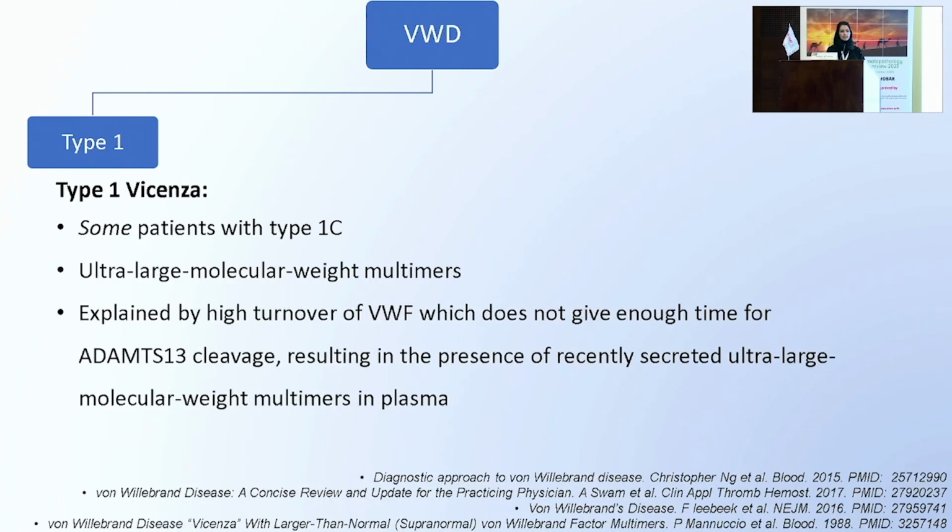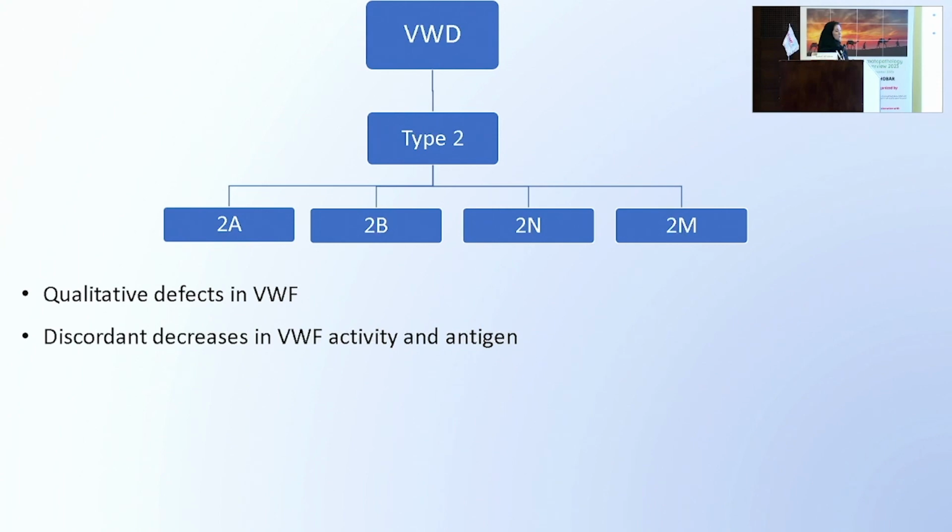Type 1 Vicenza: some patients with type 1C show ultra-large molecular weight multimers, and this is explained by high turnover of VWF, which does not give enough time for ADAMTS13 cleavage, resulting in the presence of recently secreted ultra-large molecular weight multimers. So both 1C and 1 Vicenza indicate really increased clearance of the protein.